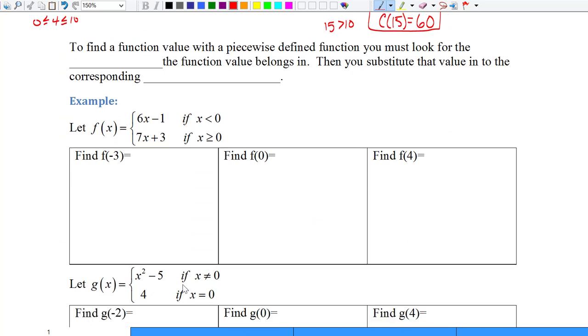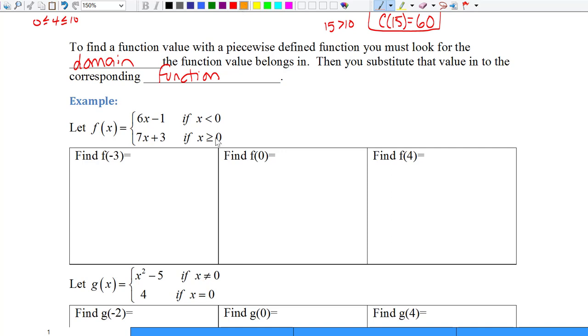Okay, to find a value with a piecewise defined function, you must look for the domain in which the value belongs. Then you need to substitute that value into the corresponding function, which we kind of showed you, but let's do a couple more examples here. So we have a new function. Let f of x equal the piecewise function 6x minus 1 if x is less than 0, or 7x plus 3 if x is greater than or equal to 0.